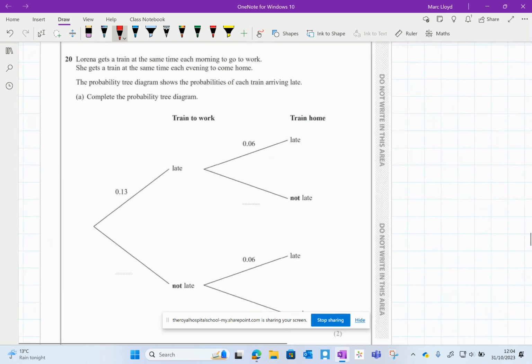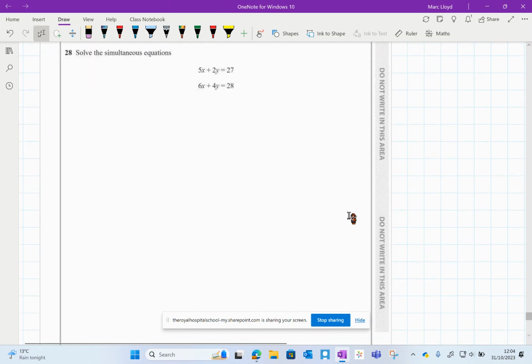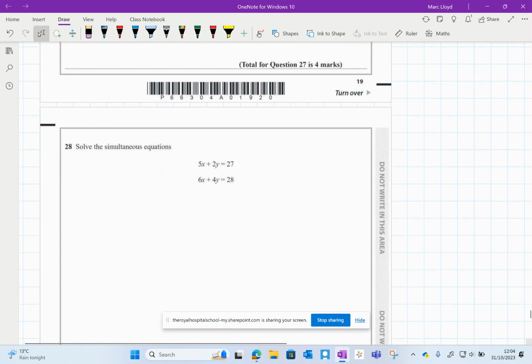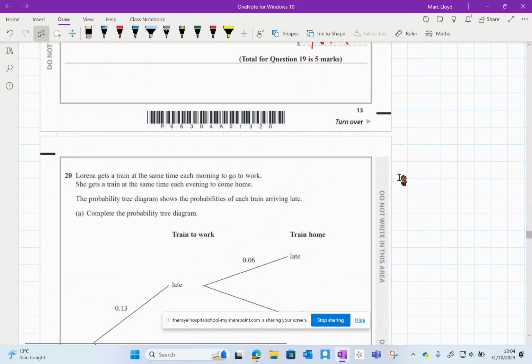All right, question 20. I'm really interested in how many questions there are here. Let me just check it. 28. Ooh, and there's a simultaneous equation. Don't we just love that? Things you love to see.